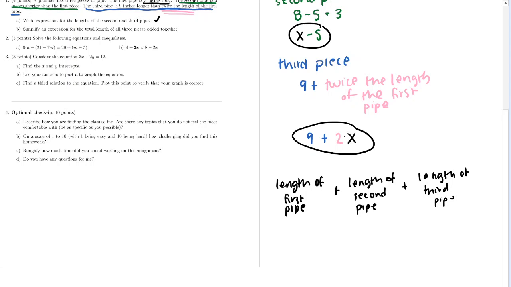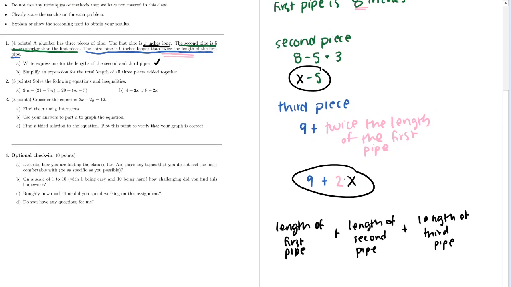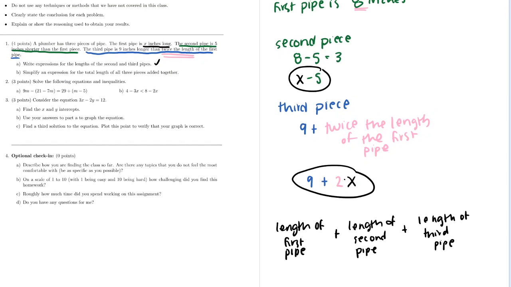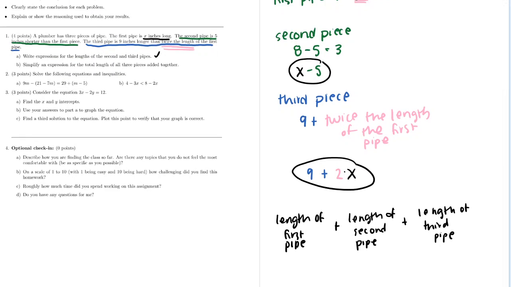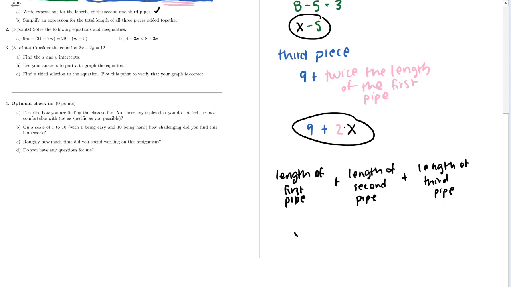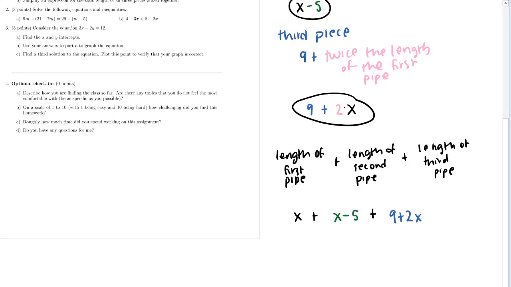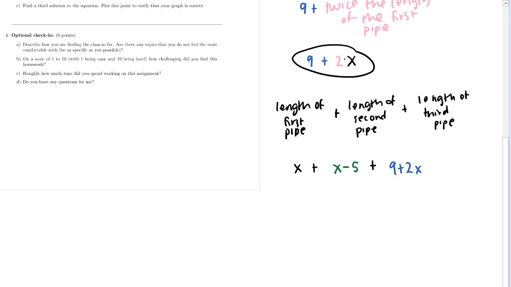And again, we don't know the exact values of the lengths, but we have expressions for how we could compute the values of these lengths, right? So here, we were told that x is the length of the first pipe. X minus 5 is the length of the second pipe. And then lastly, 9 plus 2x is the length of the third pipe. These really are representing the values of their measurements, the measurements of each pipe length.